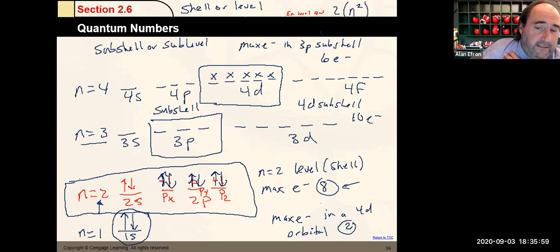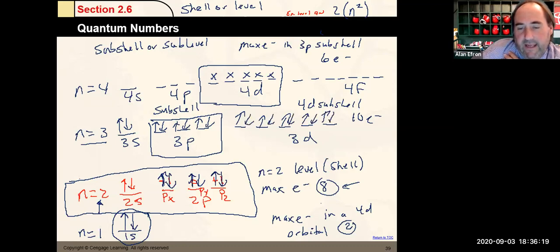3 squared is 9. 9 times 2 is 18. And that is how many electrons we would have if we filled up the n equals 3 level: 1, 2, 3, 4, 5, 6, 7, 8, 9, 10, 11, 12, 13, 14, 15, 16, 17, and 18, if we filled up that entire level. So that's a good little formula to remember. It will help you quickly calculate it.